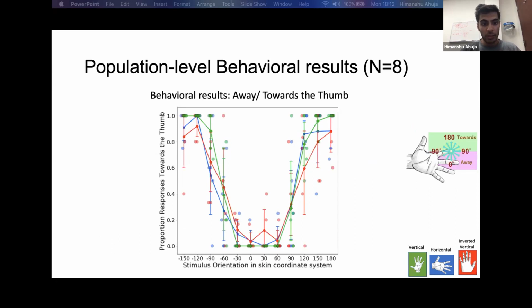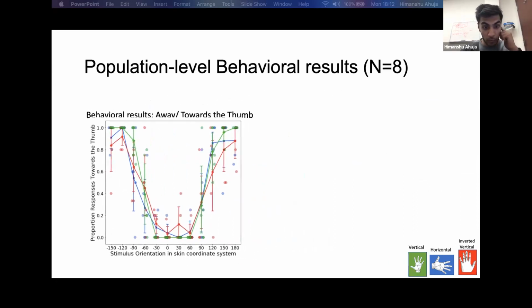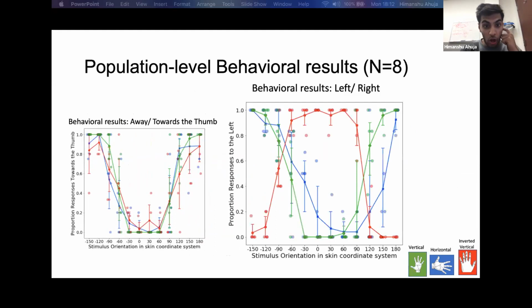Now comes the case where we do have proprioceptive modulation, which was the idea of the left-right task. This could be seen as a transformation of these curves by different amounts by these modulations. So now we come back to the vertical case, which is going to be exactly the same as the away towards the thumb case, because the discrimination lines for both of them are overlapping.